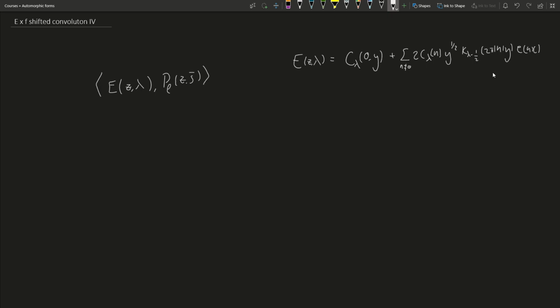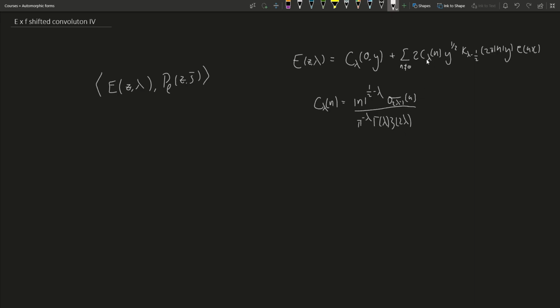So again, checking with Matt Young, we can see that C lambda of n is equal to absolute value of n to the 1/2 minus lambda sigma 2 lambda minus 1 n, and then there's this denominator of the completed Riemann zeta function, pi to the minus lambda gamma of lambda zeta of 2 lambda.